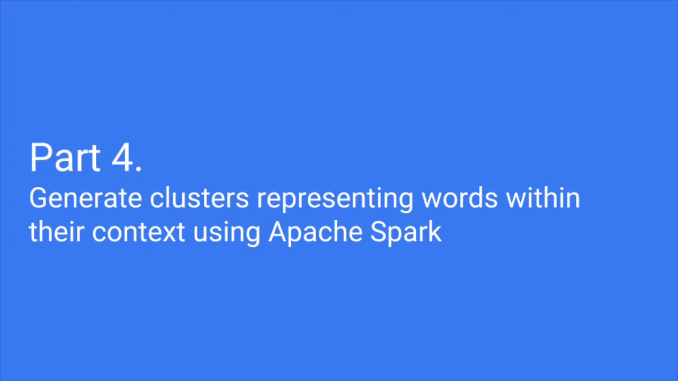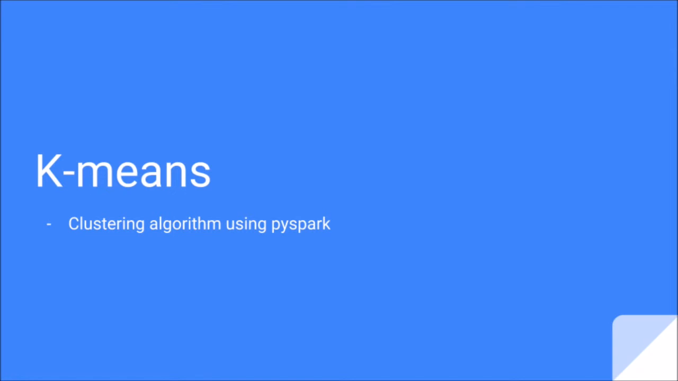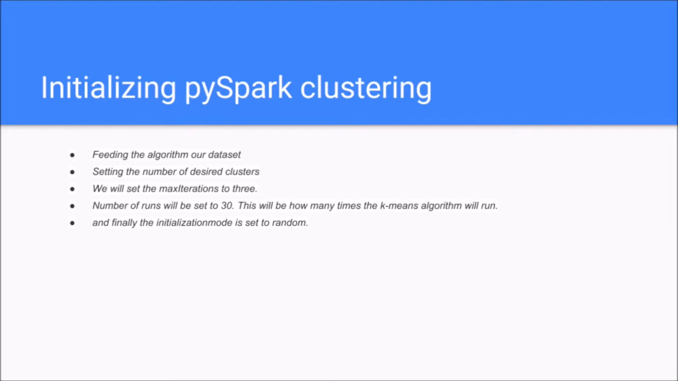We process clustering both with sklearn and Spark. We will see that Spark computing is good for big data processing. First, the same way we introduced Word2Vec computing, let's have a talk about k-means clustering with Spark and its algorithm. So let's dive into how the k-means clustering algorithm works. By initializing our PySpark clustering algorithm, we're feeding it our dataset, choosing the number of desired clusters, choosing max iterations, how many times it's going to run, and how it will initialize. That means the initialization mode will be set to random.